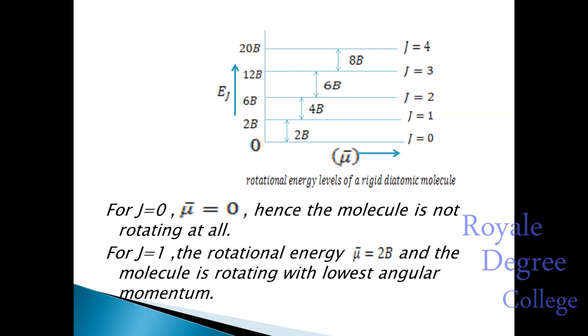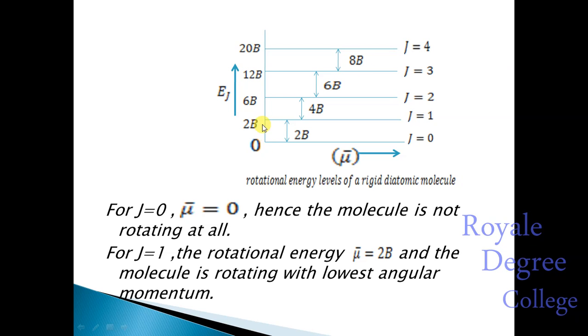Here you can see the graph, that is of rotational energy levels of a rigid diatomic molecule. On the x-axis we are taking the value of mu bar and on the y-axis we are taking the value of EJ. So look at this very carefully. This is J equal to 0. If J equal to 0, mu bar is also equal to 0 and EJ will also be equal to 0. Now, J equal to 1. At that time, mu bar will be equal to 2b. Then if J equal to 2, mu bar equal to 4b. J equal to 3, mu bar equal to 6b. J equal to 4, mu bar equal to 8b.